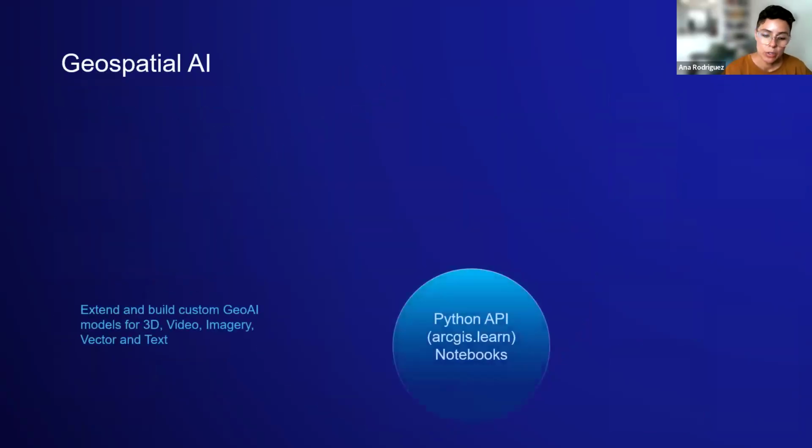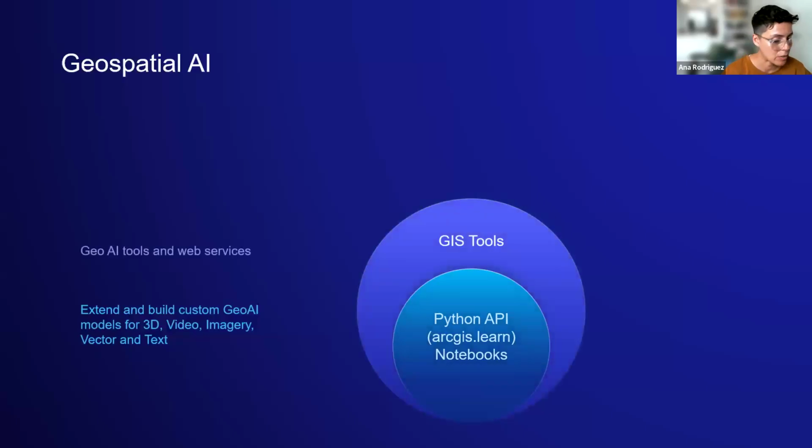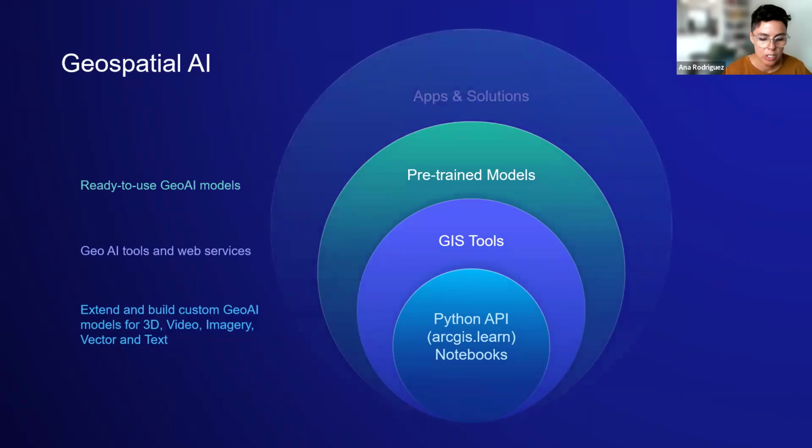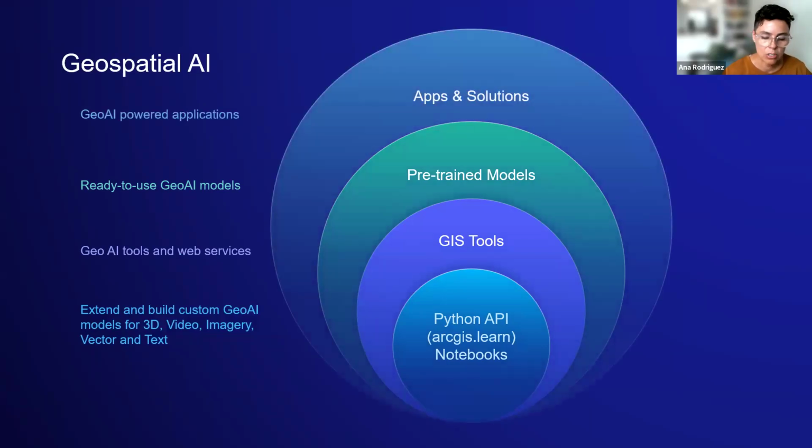So with the tools you have access to now, we're extending that AI, or GeoAI, into the entire ArcGIS ecosystem. We can extend and build custom models for things like 3D, for imagery and video, and of course, vector and text data. We have tools for web services, and we have ready-to-use pre-trained models that come right out of the box. You don't necessarily need to train these. And we have GeoAI powered applications and solutions to help you in your everyday workflows.